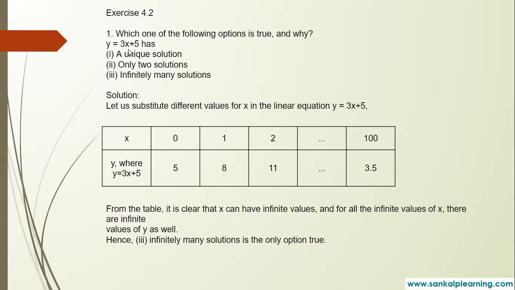A linear equation in one variable has only one solution, a unique solution. For one variable, the first one is true. Here we have two variables, that is x and y. It has infinitely many solutions. Okay, children.